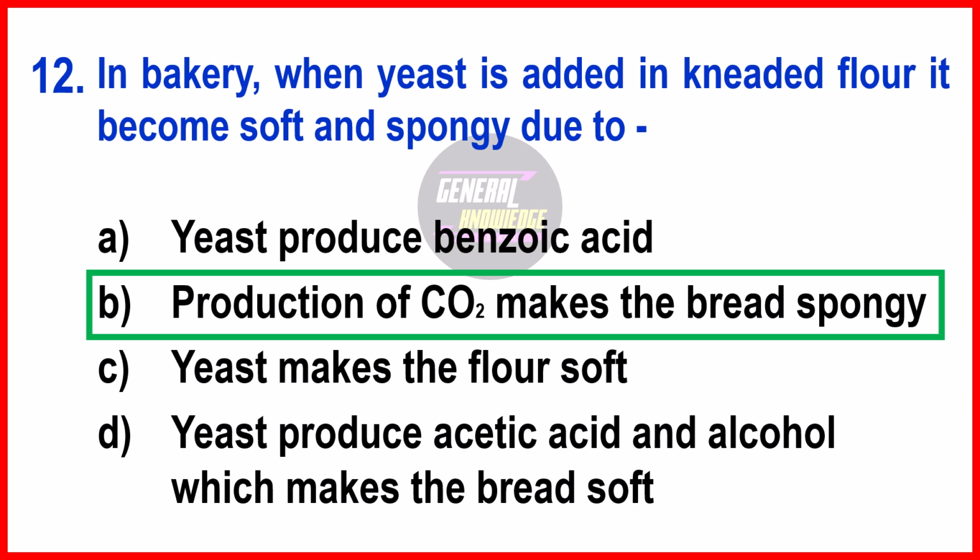Yeast creates a soft and spongy texture in bread by producing carbon dioxide gas during fermentation, which gets trapped in the elastic gluten network of the dough, causing it to rise and creating tiny air pockets. These air pockets, once set during baking, result in the light, soft, and spongy texture of the bread.